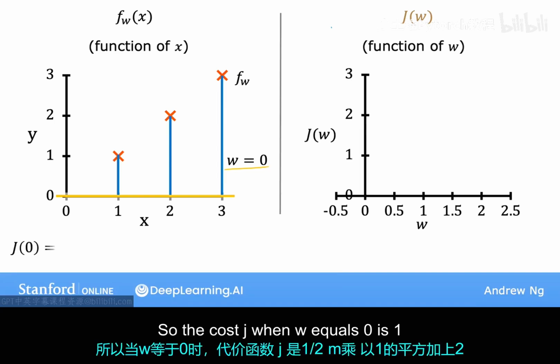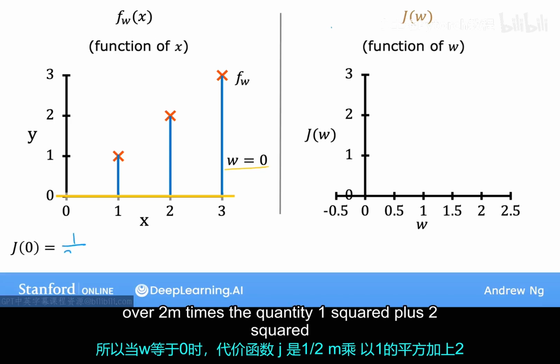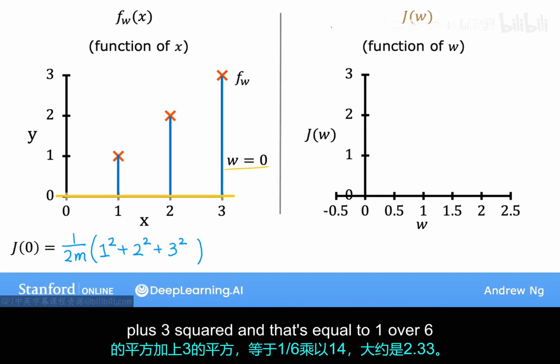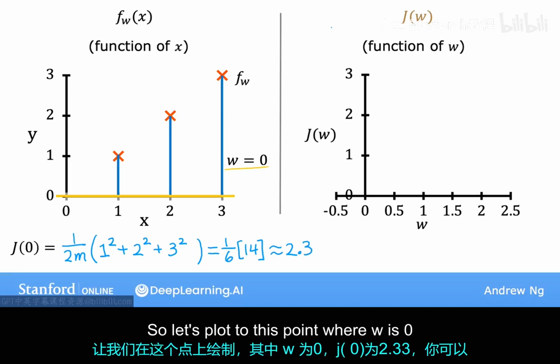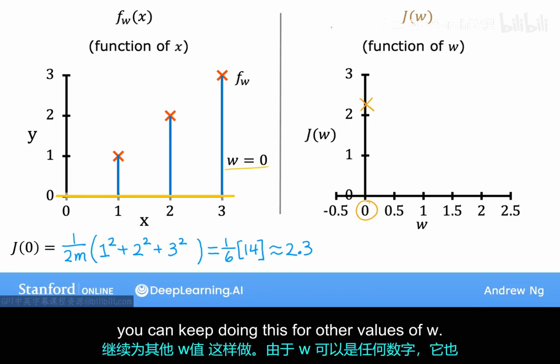So the cost J when w equals 0 is 1 over 2m times the quantity 1 squared plus 2 squared plus 3 squared, and that's equal to 1 over 6 times 14, which is about 2.33. So let's plot this point where w is 0 and J of 0 is 2.33 over here. And you can keep doing this for other values of w.